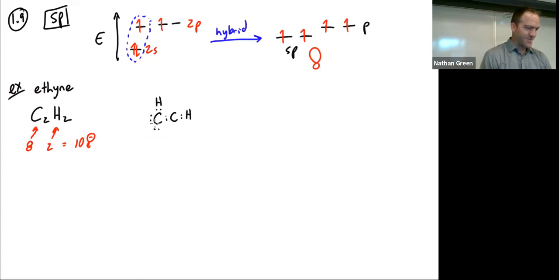Which octet rule? Carbon. That carbon only has 4 electrons. Are you kidding me, Dr. Green? Get out of here. Do you even know what you're talking about? Can we bring someone in who has a clue what's going on with organic chemistry? No, this is not right at all.